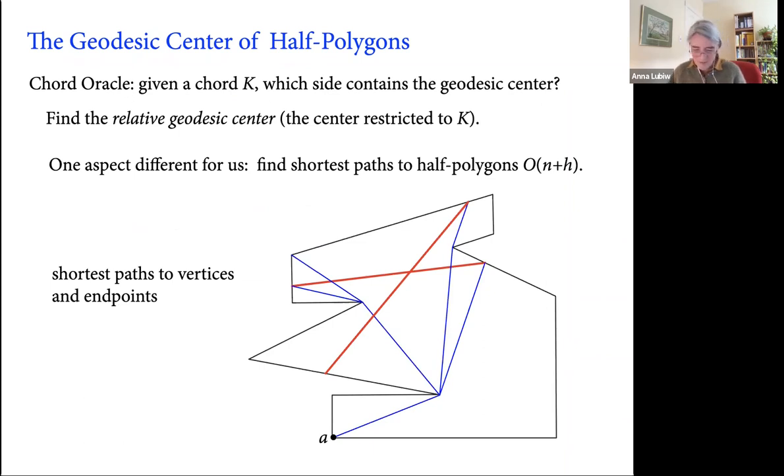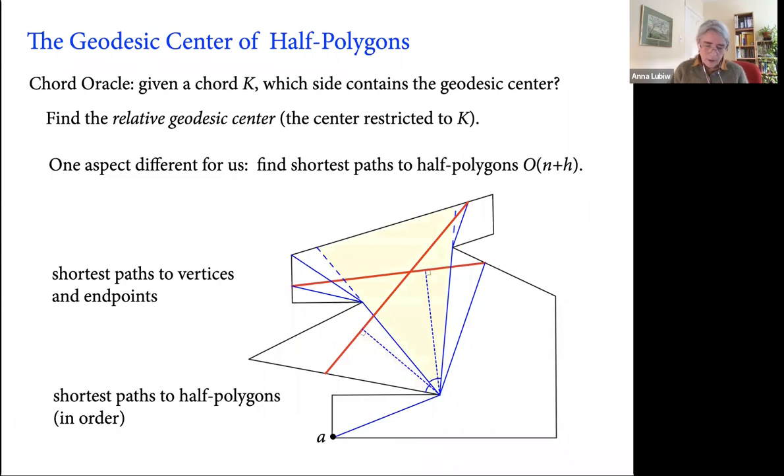And before I wrap that up, the one thing I should add about our situation is that we need the shortest paths to the half polygons. I felt that that should be there somewhere in the literature, but we haven't found it. The idea is this: I will start with the shortest paths from my point A to all my endpoints. And then I will search for each of my half polygons. What's my shortest path to it?